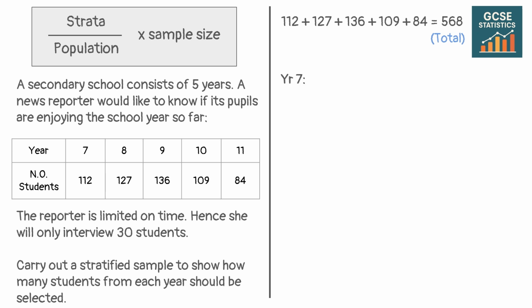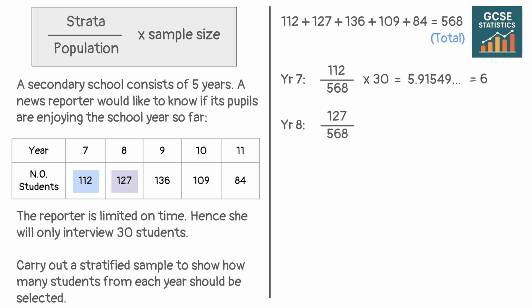We'll start with year 7. There are 112 students, and this is out of the total of 568. We need to multiply this proportion by the total sample size, 30 here, and we obtain this value, 5.91 and so on. We'll explore some more complex cases in a bit, but for now, just rounding will do. And so we need to interview 6 year 7s. For year 8, there are 127 students. We can represent this as a proportion by dividing by 568, and again, we'll multiply by 30 to end up with 6.70 and so on. We'll round this to 7.